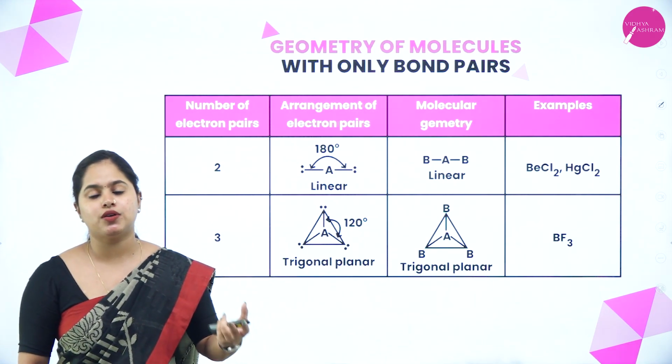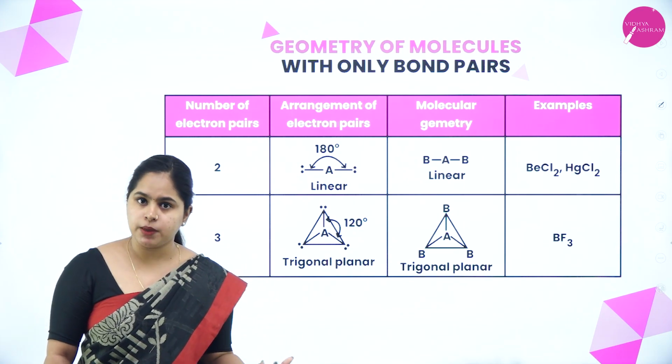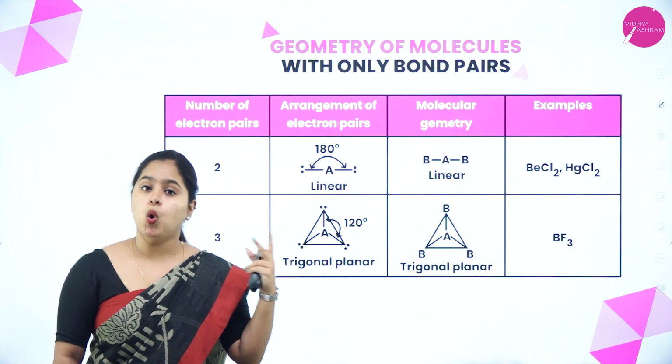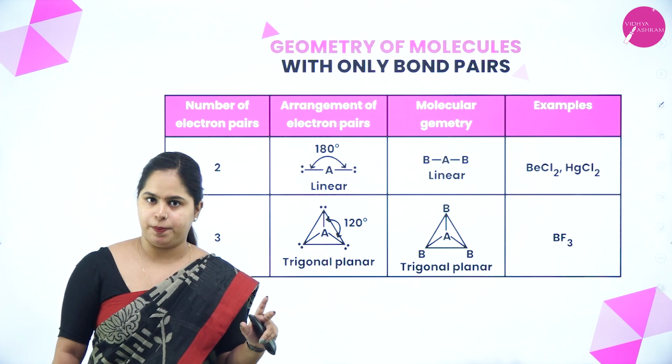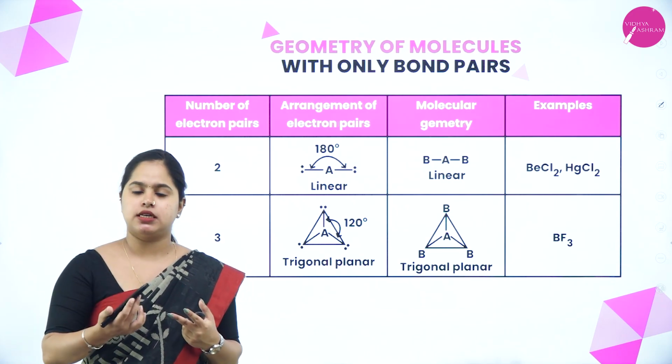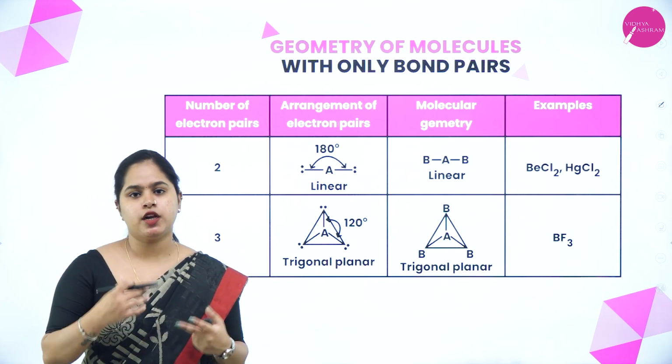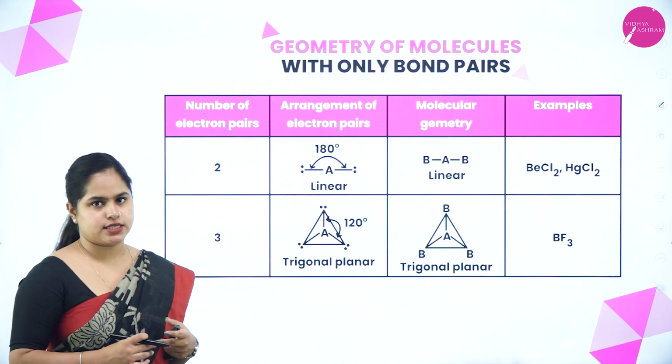First we are going to discuss the geometry or the shape of molecules containing only bond pairs. There are no lone pairs in this case. When lone pairs are included, the scenario will be different, so even that we'll discuss in this session.